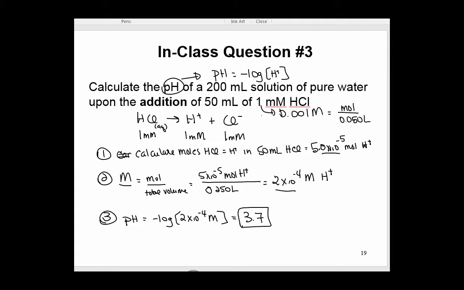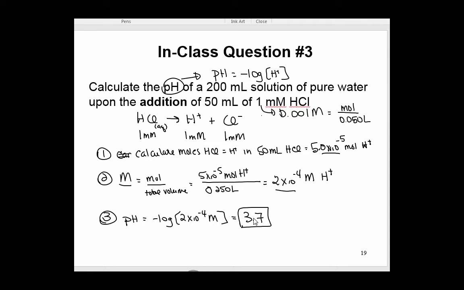Last lecture on last Friday, we left off with this problem here where we solved for the concentration of protons in the total volume of 250 milliliters. We took the negative log of that proton concentration to solve for pH.